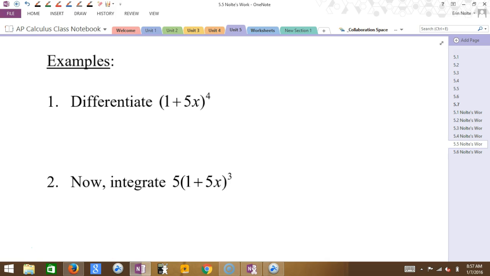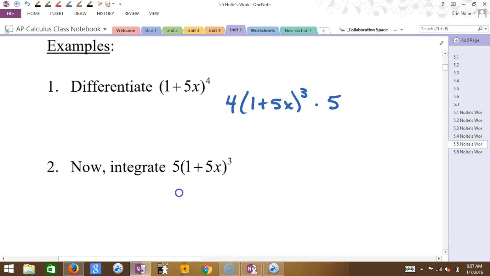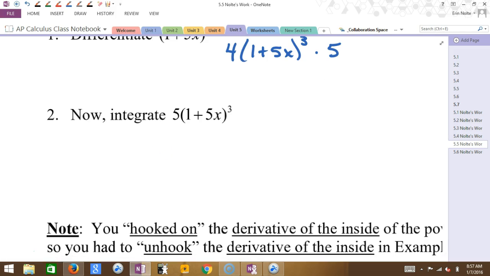Okay, so we derive the outside, Garrett. Okay, so you derive the outside times the derivative of the inside. Now you would normally simplify that, but I'm not going to. I want you to think about how you would undo that. Okay, so now on question number 2, we're going to undo that. How would we undo that?